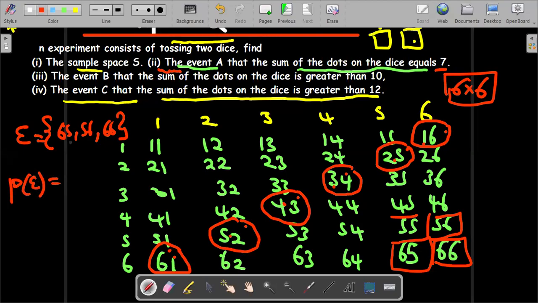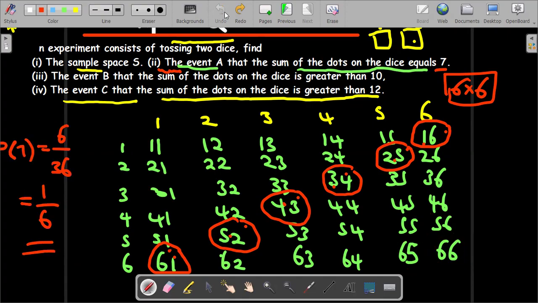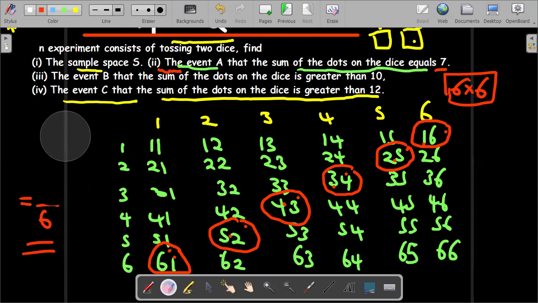How many are these? They're just 3. Then we divide by the total, which is 36. So the final answer here will be 1 divided by 12. So that will be the answer there. Unless there are other questions, if there are no questions, I'll solve the other one.